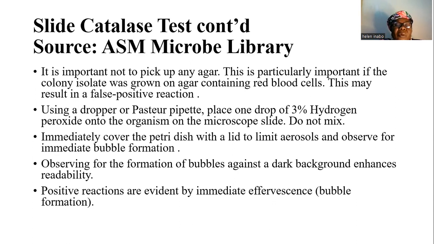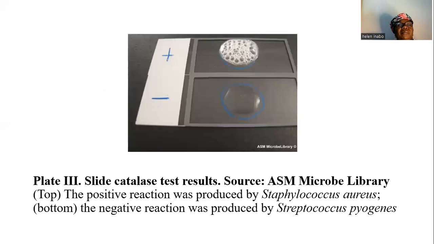Using a dropper or Pasteur pipette, place 1 drop of 3% hydrogen peroxide onto the organism on the microscope slide and do not mix. Immediately cover the petri dish with a lid to limit aerosols and observe for immediate bubble formation or effervescence. Observing for the formation of bubbles against a dark background enhances readability. Positive reactions are evident by immediate effervescence, that is bubble formation.